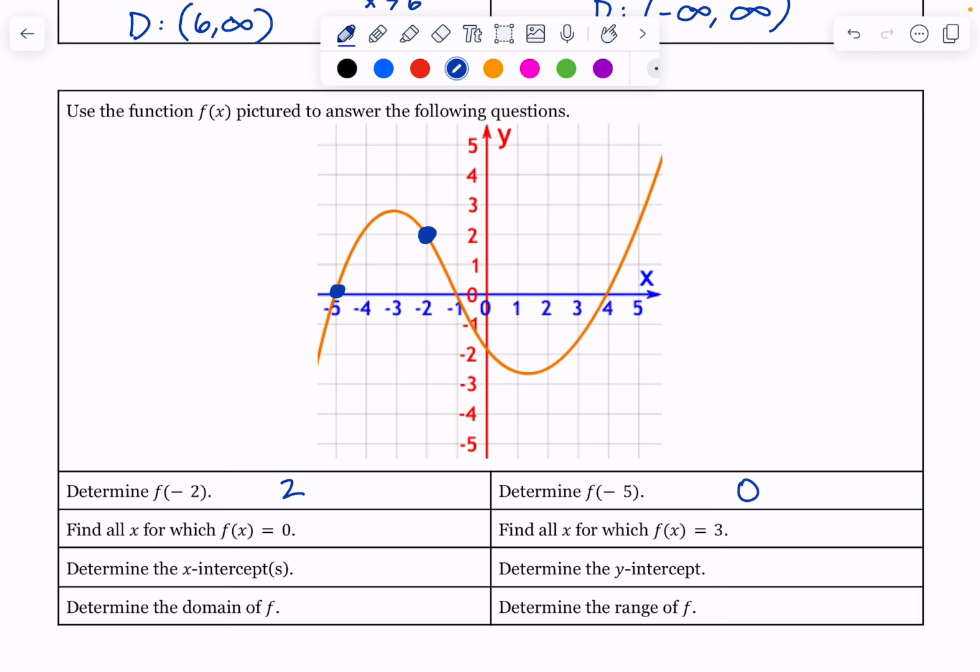Find all x for which f of x is equal to 0. So let me erase our dots so we can see a little better. That means y is equal to 0, and if I draw this horizontal line here, we see it happens 3 times, once at -5, once at -1, and once at +4. So we have 3 answers there.